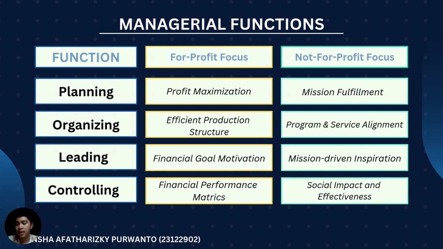This is a table that I made, and there are four functions: planning, organizing, leading, and controlling. On planning, for-profit focuses on profit maximization, not-for-profit focuses on mission fulfillment. On organizing, for-profit focuses on efficient production structure, not-for-profit focuses on program and service alignment. On leading, for-profit focuses on financial goal motivation, not-for-profit focuses on mission-driven inspiration. On the controlling function, for-profit focuses on financial performance metrics, meanwhile not-for-profit focuses on social impact and effectiveness.